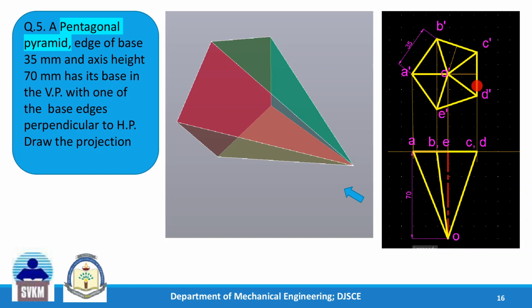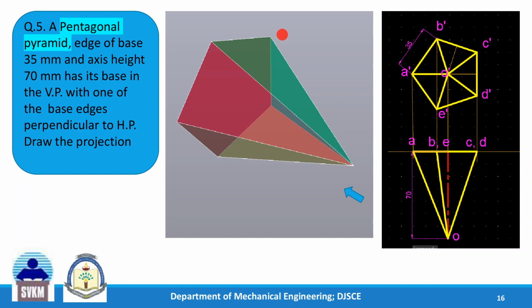And one of the base edges is perpendicular to HP. This is that base edge which we have kept on the right side relative to this origin, and this is perpendicular to the HP. So this is perpendicular to the XY line. Fine. And the apex is here. So this is the front view now, and we'll see from the top and draw the top view.